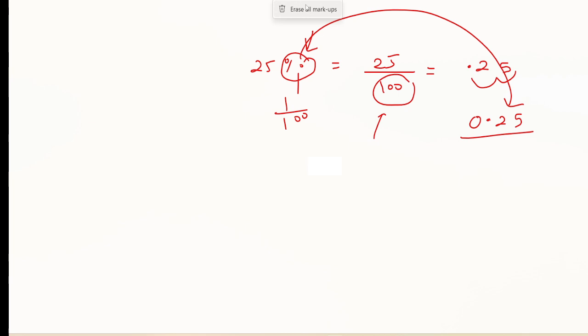Now, finding a percent of a number. For example, if the question says find 35% of 200. Let me write it properly. 35% of 200. Let's suppose there is a t-shirt which is priced at 200, and there is a tag which says 35% off. So you need to find how much 35% off of 200 is.